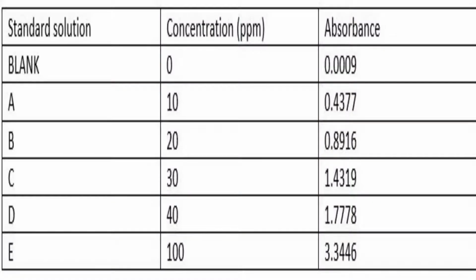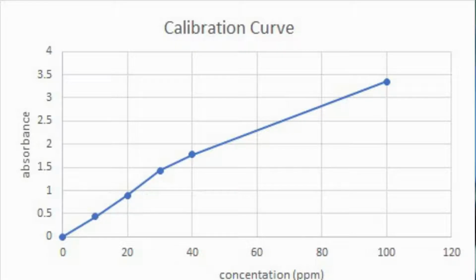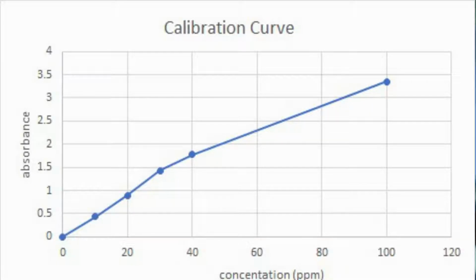Here are the results of the experiment in a table. Pause the video here if you want to view it properly. Now moving on, here's the resulting graph when we plot the concentration against absorption. We can observe a fairly linear line between the ranges of 0 ppm and 40 ppm. Thus, for maximum accuracy, we should analyze the sample within this range.